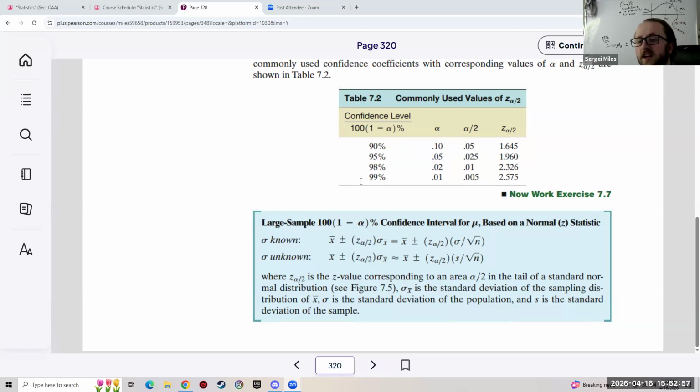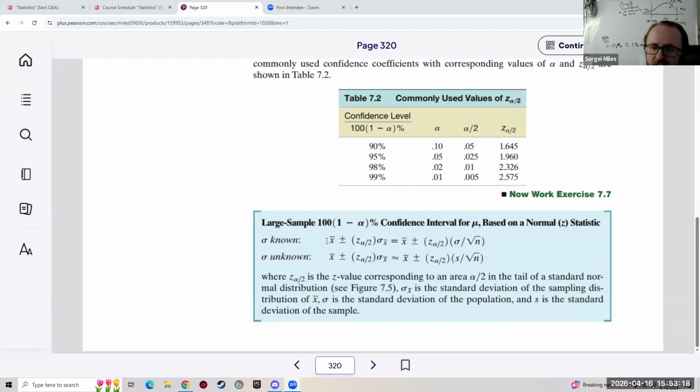Now, if it's a confidence which is not listed here, like 93%, then we have to backtrack, go look at the z table, and try to figure out, well, what z would have that level of confidence. All right, so we can do that, but most of the time, the z value we're going to use is one of these on this table.